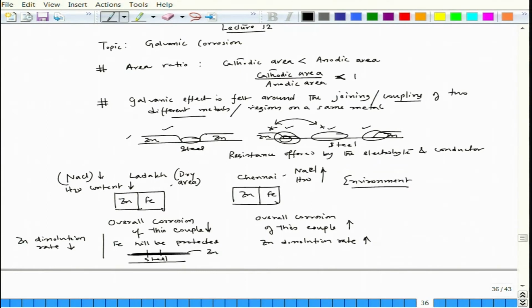Another part is temperature. The average temperature of Ladakh could be around 10 degrees Celsius, or even lower than that. In Chennai, the average temperature over the entire year could be around 25 degrees Celsius. You can just go to the internet and check, but of course the average temperature in the Chennai area would be high.